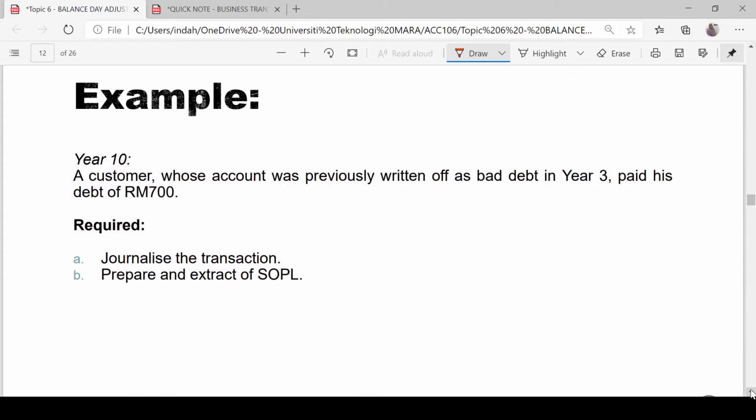In year 10, a customer whose account was previously written off as bad debt in year 3 paid his debt of 700. So previously we already wrote off this amount of 700, removing it from account receivable. Now, after many years, a customer came back and paid his debt of 700. Journalize the transaction and then prepare an extract of SOPL.